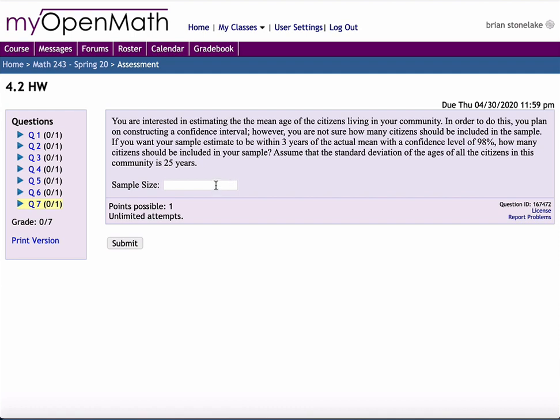Figure out your sample size, same thing. Don't forget to round up to the nearest whole number. The system's a little bit pickier than I will be on quizzes and such. And that's all I got for this homework.